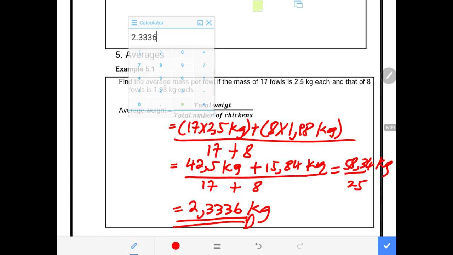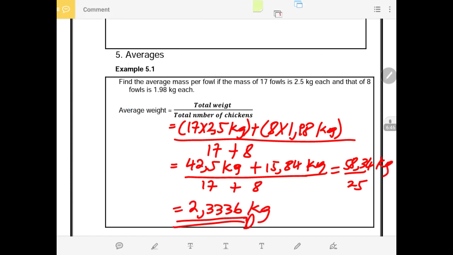Now that was a very short recording, 6 minutes 43 seconds, for averages example 5.1.